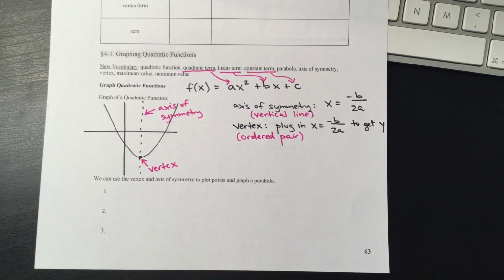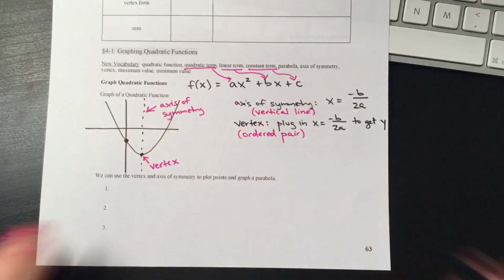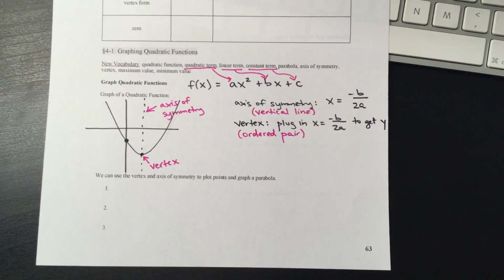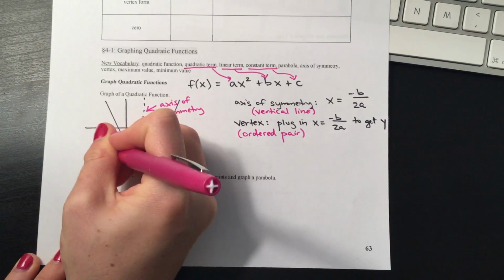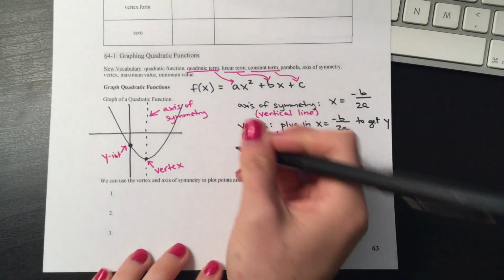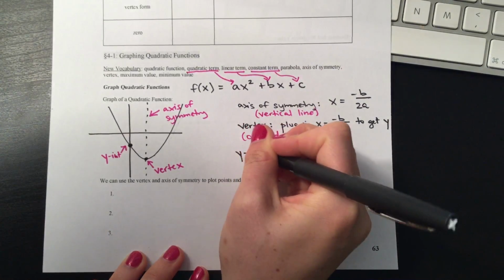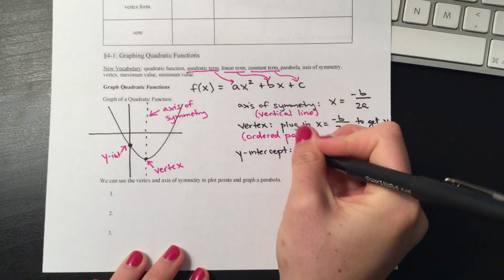All right, and then the last little feature you want to find is this point right here. That point's the y-intercept. Y-intercept is super easy to find. Remember, just like we did with lines, if we were trying to find a y-intercept, we plugged in 0 for x, so it's just as easy here. So for our y-intercept, you plug in 0 for x.